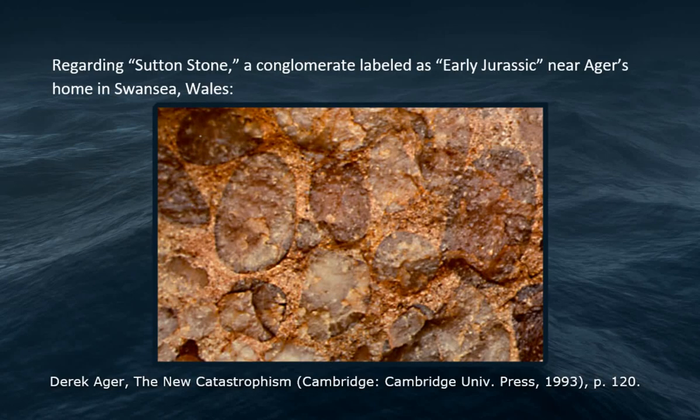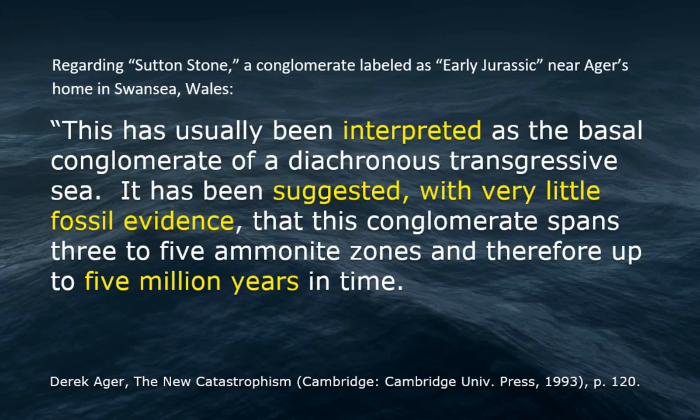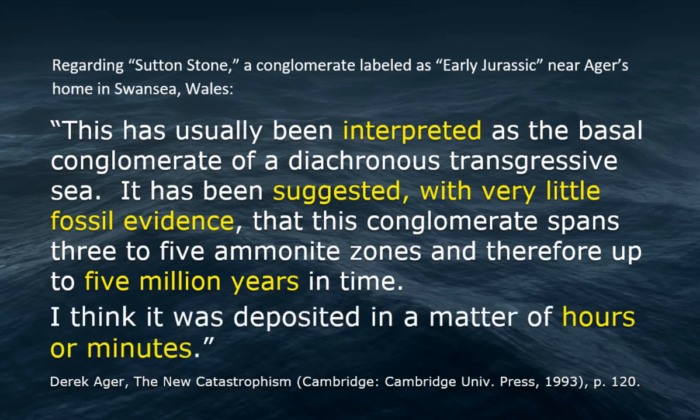Derek Ager looked at this conglomerate near his home in Wales, and he said, this has usually been interpreted as the basal conglomerate of a diachronous transgressive sea. It's been suggested with very little fossil evidence that this conglomerate spans 3 to 5 ammonite zones and therefore up to 5 million years in time. I think it was deposited in a matter of hours or minutes. So he opened his eyes and then started getting unbrainwashed.